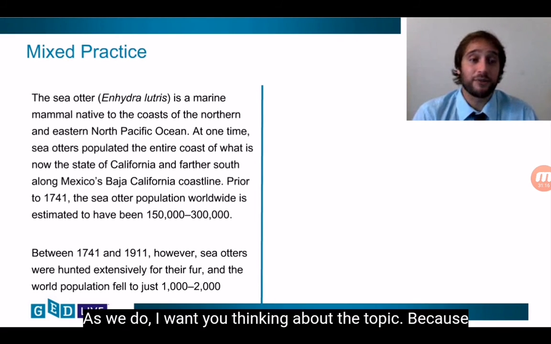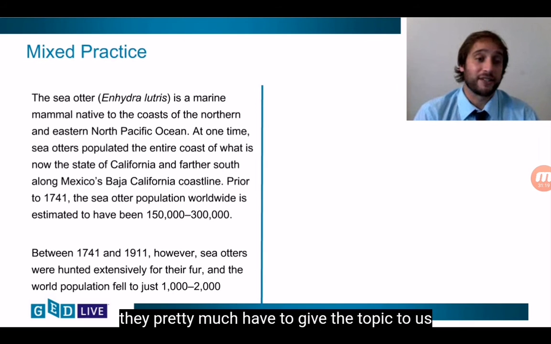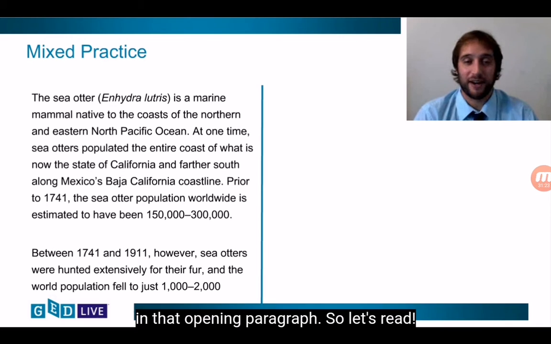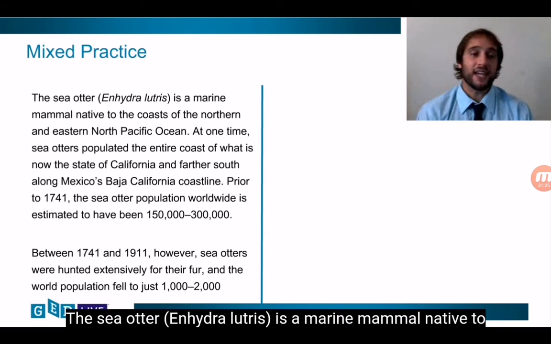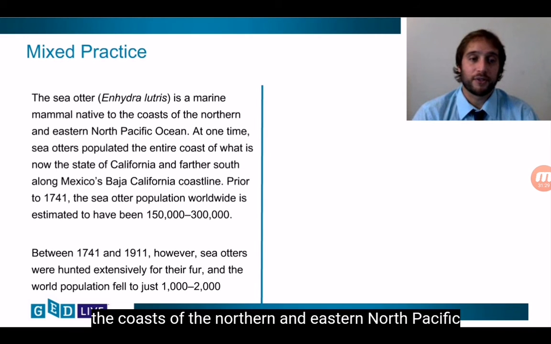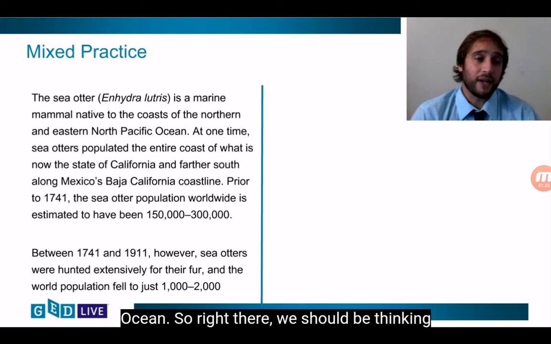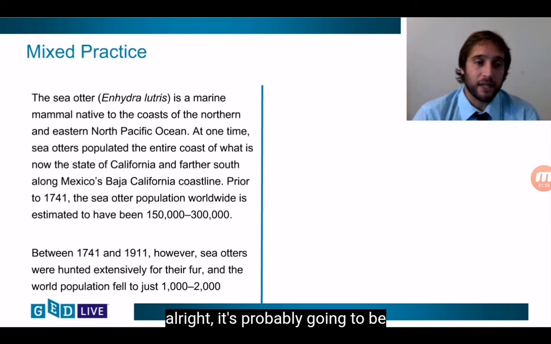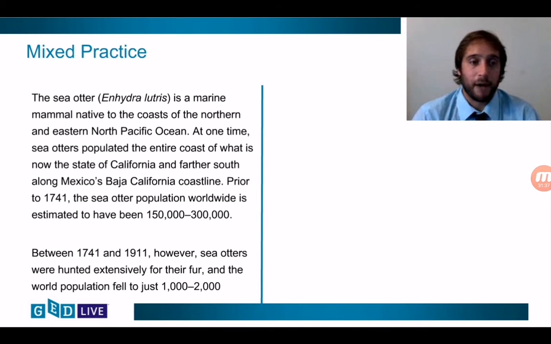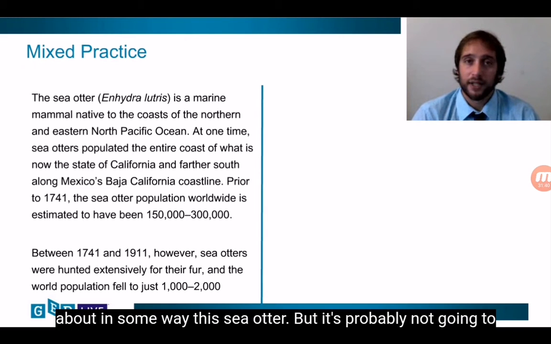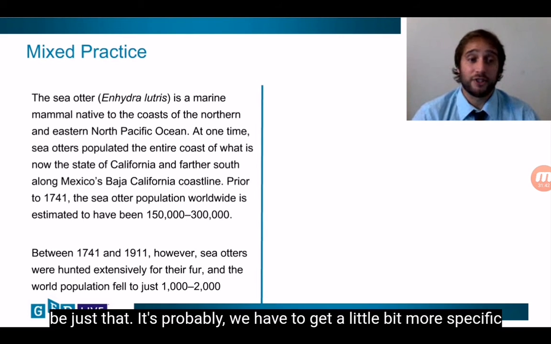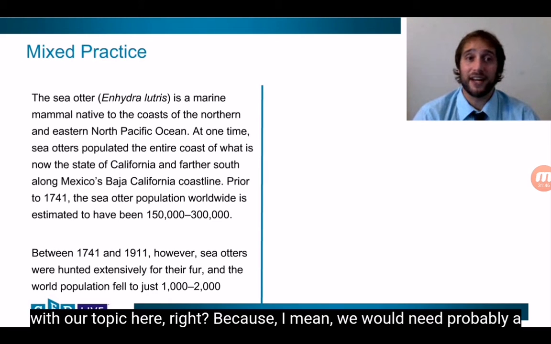As we do, I want you thinking about the topic, because they pretty much have to give the topic to us in that opening paragraph. So let's read. The sea otter, Enhydra lutris, is a marine mammal native to the coasts of the northern and eastern North Pacific Ocean. So right there, we should be thinking, all right, it's probably going to be about, in some way, this sea otter. But it's probably not going to be just that. We have to get a little bit more specific with our topic here, right?